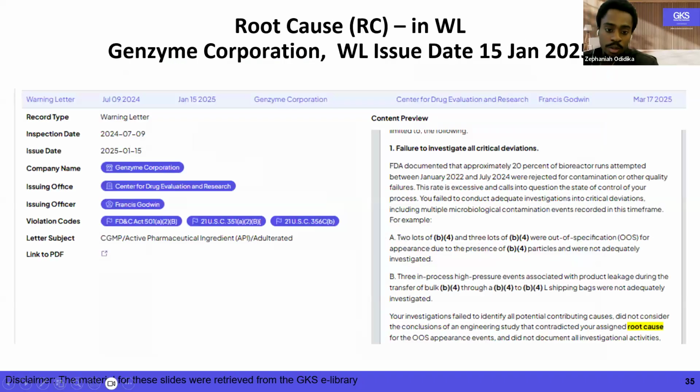And we can also look at another example here with root causes in a warning letter. This is from Genzyme Corporation, also known as Sanofi. In January 2025, the FDA found a 20% rejection rate in bioreactor runs due to contamination and other quality failures, yet critical deviations weren't fully investigated. The investigation missed causes, ignored conflicting engineering data, and also lacked clear documentation.